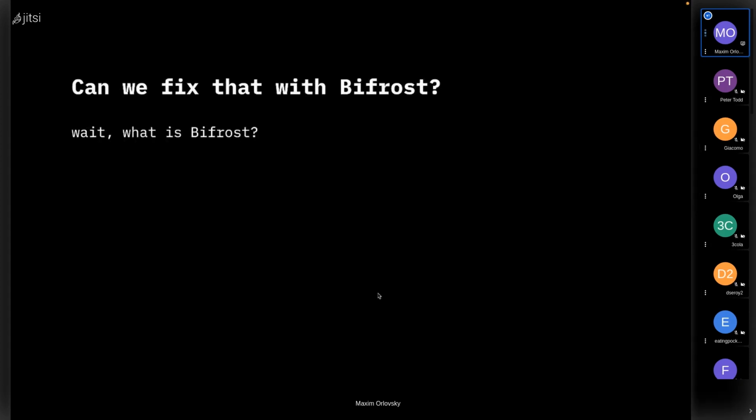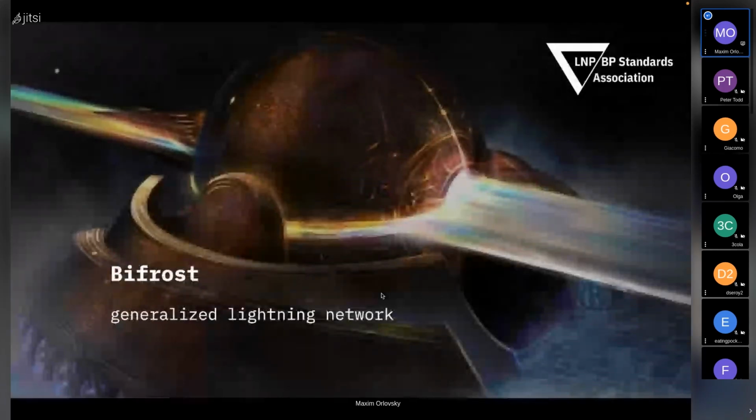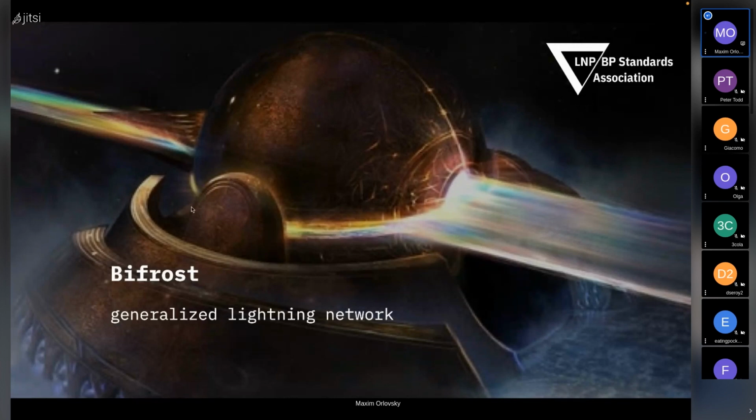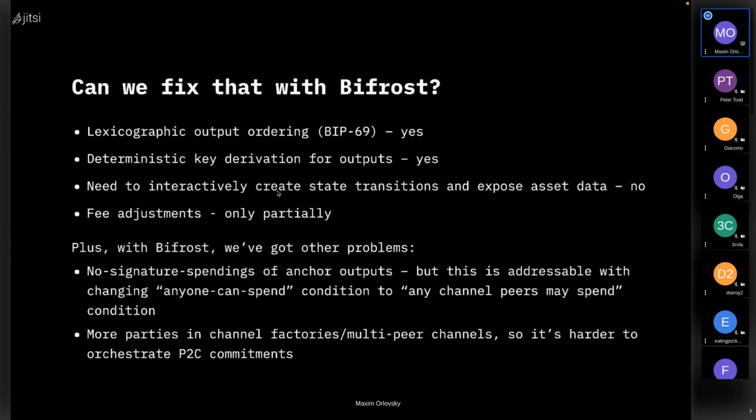So, last call, I was doing a presentation on Bifrost. What is Bifrost? Well, it's a generalization of Lightning Network created to address a number of problems with the existing Lightning Network outside of the scope of the single use that I was just talking about. Basically, it's a way you can add Taproot, Miniscript, and many other sweet things into Lightning Network by breaking backward compatibility, but maintaining the same liquidity network. And the question is, how can we fix all those problems with Bifrost? Well, actually, only partially. Some of them can be fixed, some of them cannot be fixed.